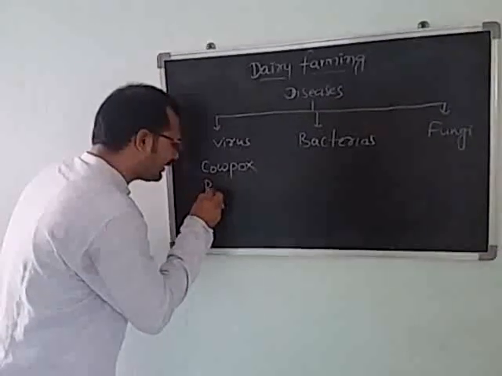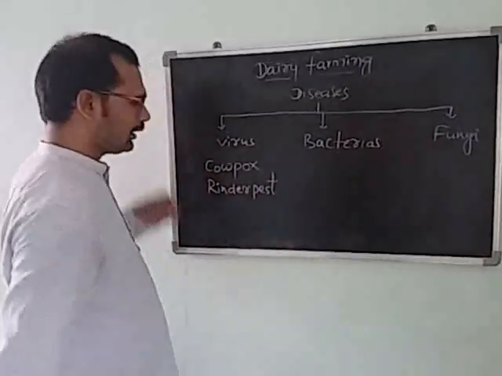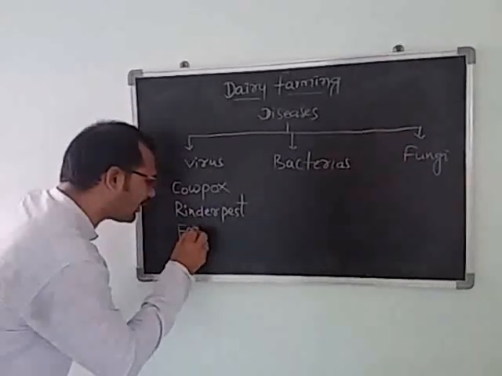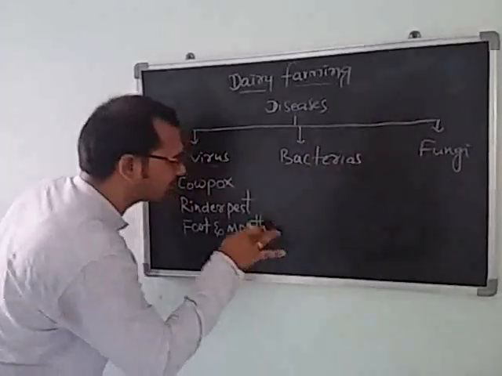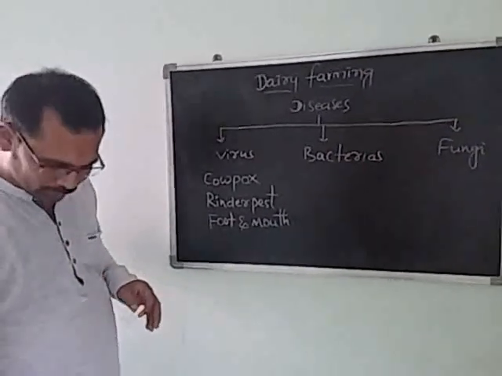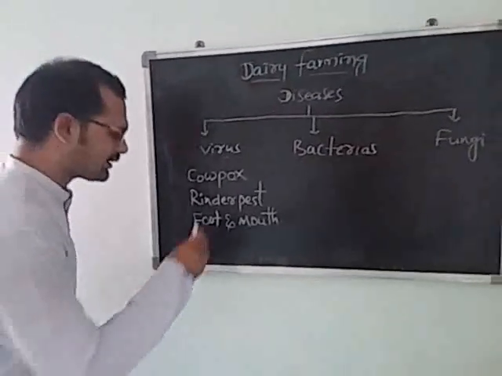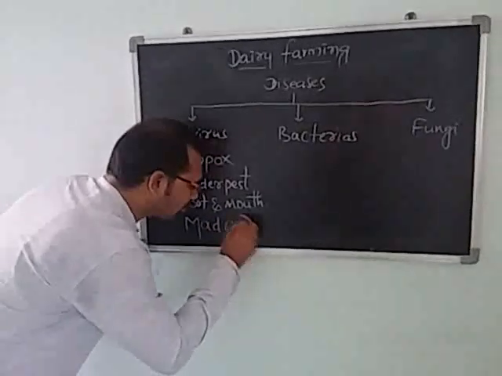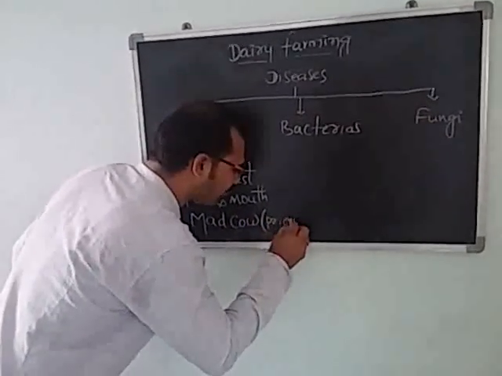Next one is rinderpest. Rinderpest is one of the viral diseases in cattle. Next, foot and mouth disease. In foot and mouth disease, small rashes and cracks appear on the mouth and foot. It is a viral disease in cattle. Another one is mad cow disease, but it's not exactly a virus, it is caused by prions.